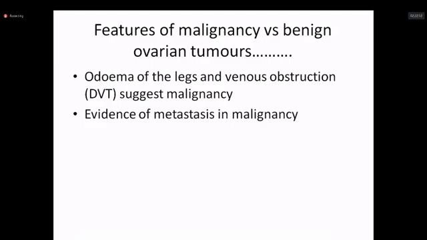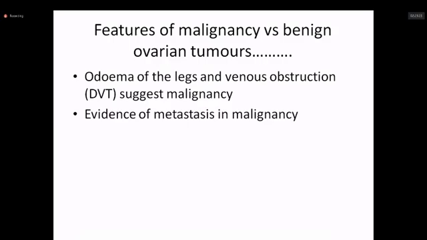Some other things: if there's an ovarian malignancy, it can obstruct the venous return from the legs. It can obstruct the lymphatic drainage from the legs. So in the legs there will be bilateral edema, sacral edema, peripheral edema, and an ovarian tumor plus bilateral sacral edema or ankle edema does indicate that it is a malignancy.